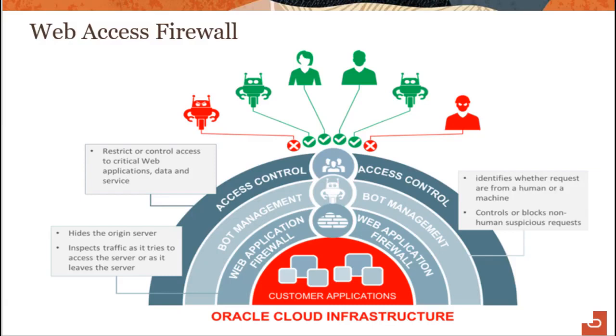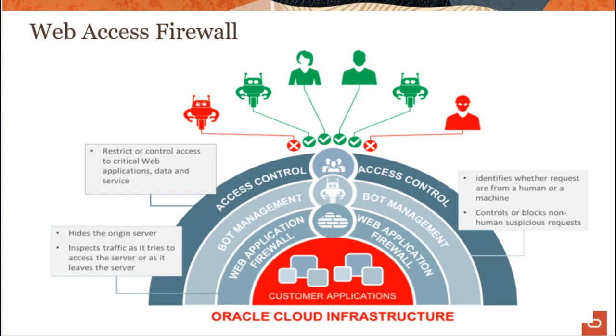If we look at the first layer, which is the Web Application Firewall layer, it hides the origin server. In addition, it also inspects the traffic as it tries to access the server or when it's leaving the server. Now, what is the origin server? Origin server is a backend server to which Oracle Traffic Director forwards requests that it receives from clients and from which it receives responses to client requests. The origin server could be, for example, Oracle WebLogic server instances or Oracle iPlanet web server instances.